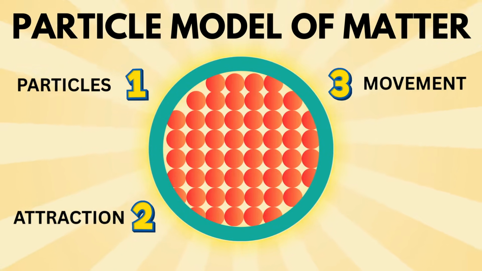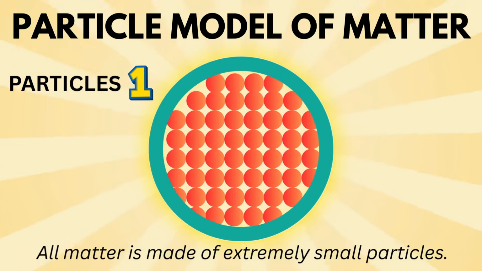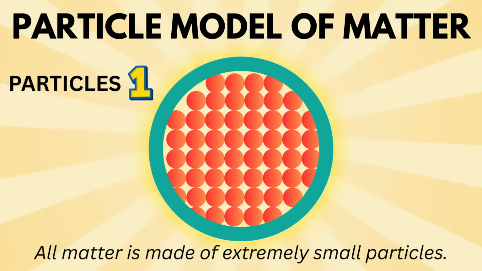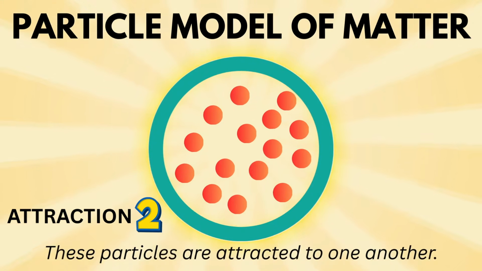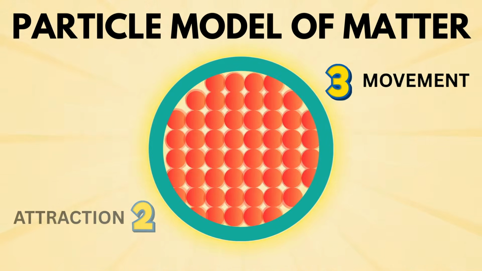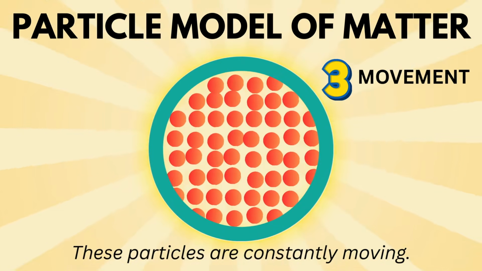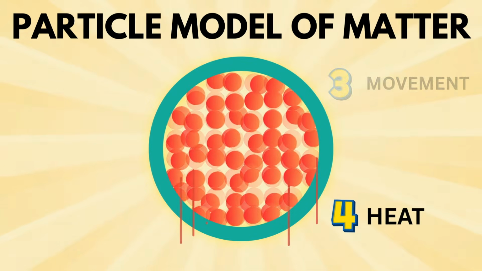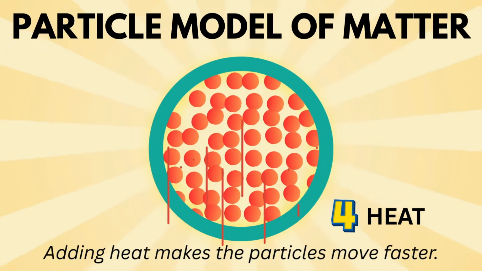This model is built on four main ideas. First, all matter is made of extremely small particles. Second, these particles are attracted to one another. Third, they are never still. They are constantly moving. And fourth, when heat is added, the particles move faster.